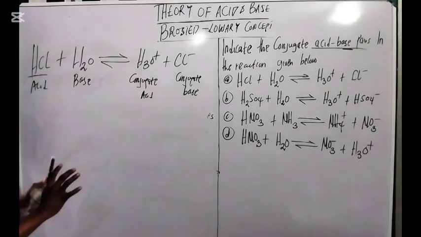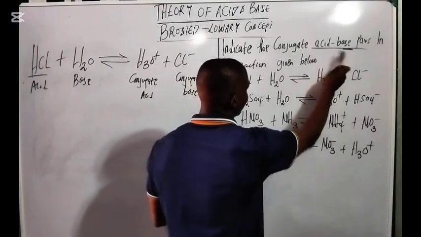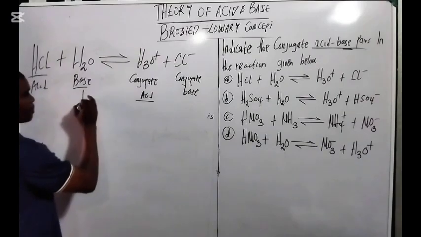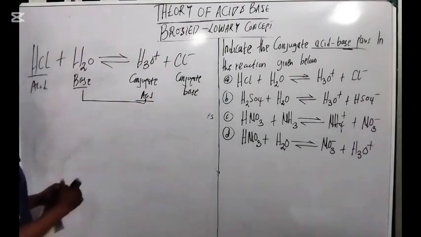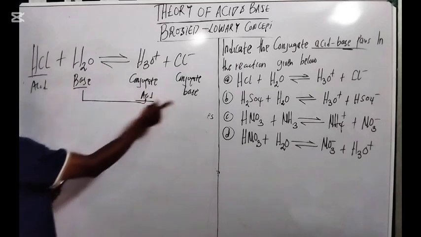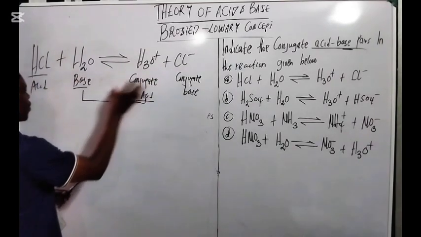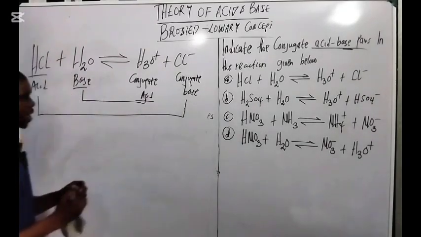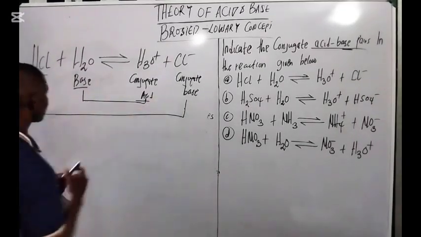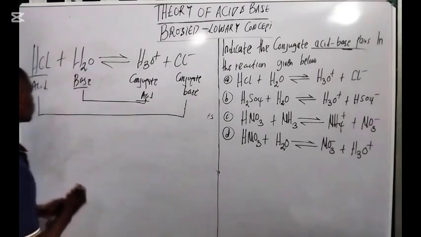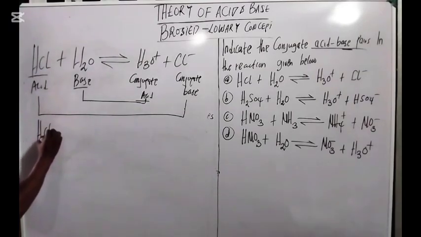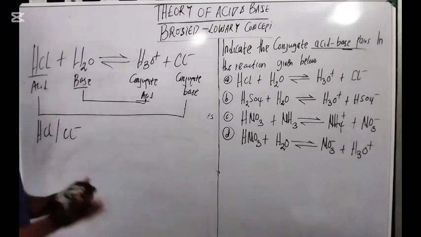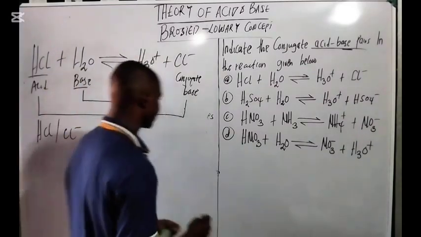So what happened here? We have conjugate acid-base pairs. How do you get the pairs? The acid forms a conjugate base, so they are pairs. This base forms a conjugate acid. If you look at it very well, the conjugate acid-base pair is HCl/Cl-.